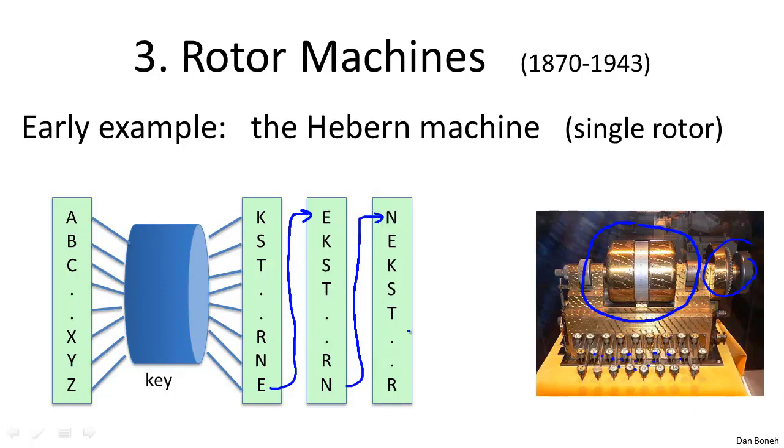So in particular, if we hit the letter C 3 times, the first time the output would be T. The second time the output would be S, and the third time the output would be K. So this is how this single rotor machine works.